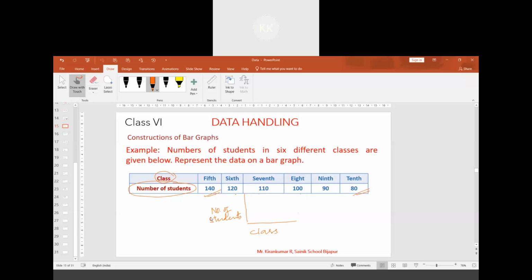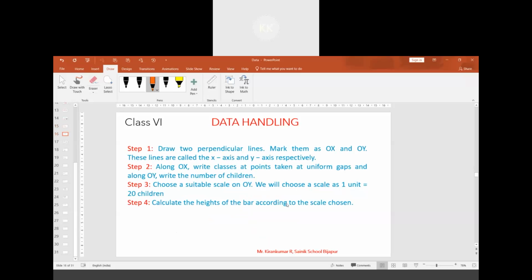And we need to take a proper scale so that all these numbers will fit in. These are the steps to be followed. Observe the steps here. Step 1 is to draw two perpendicular lines, mark them as OX and OY. These lines are the x-axis, which is OX, and the y-axis, which is OY. Along OX, write classes at points taken at uniform gaps. Along OY, write the number of children.